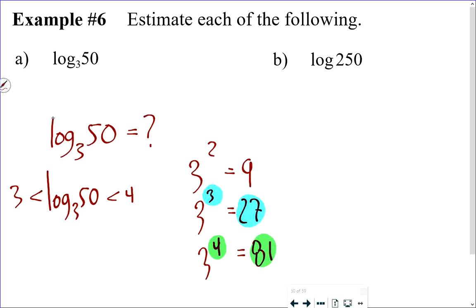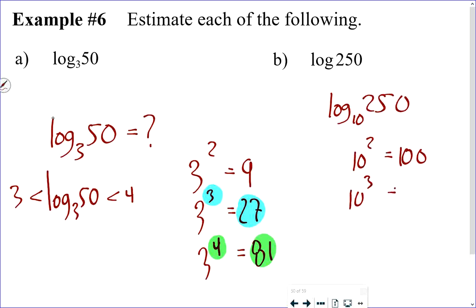Okay? What is log of 250? Well, this is log base 10 of 250. Well, 10 to the 2 is 100. 10 to the 3 is 1,000. Which means that log base 10 of 250 is between 2 and 3.